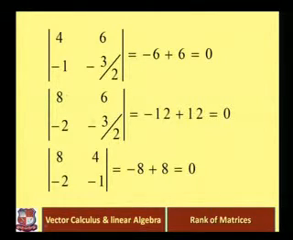Again 8 of minus 3 by 2, that is minus 12. Minus of 6 into minus 2, that is minus 12, so minus minus is plus, so again 0. And for the third minor, we take 8, 4 minus 2 minus 1, that is equal to minus 8 plus 8, and it is 0.